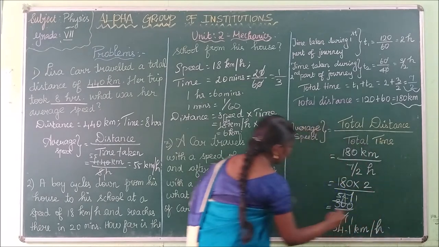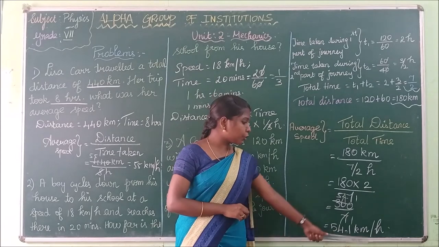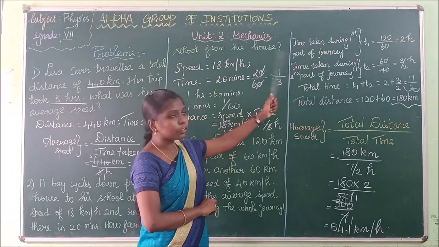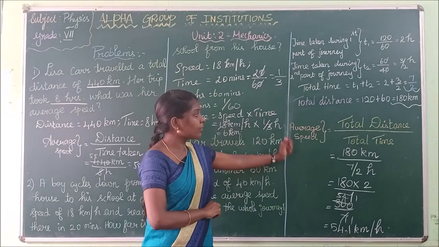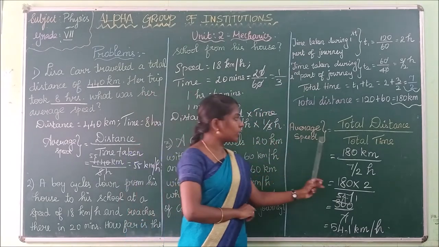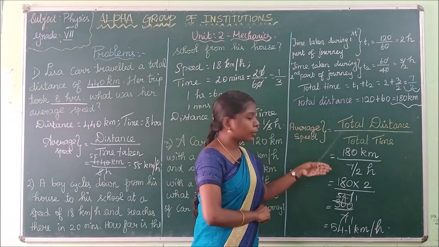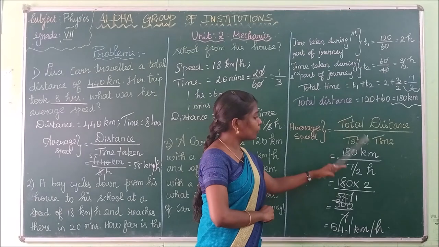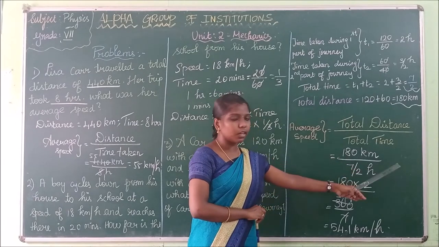Average speed is 54.1 kilometer per hour. We have calculated the total distance and total time. Substitute total distance and total time in your formula. Average speed is equal to total distance by total time, 180 km by 7 by 2 hour.